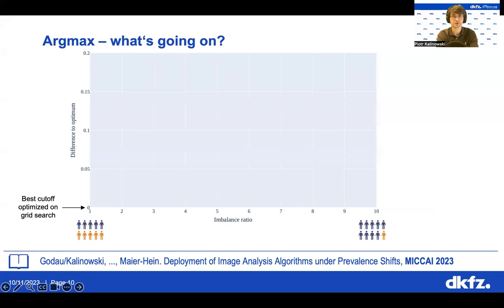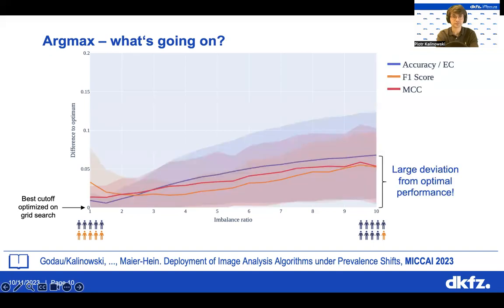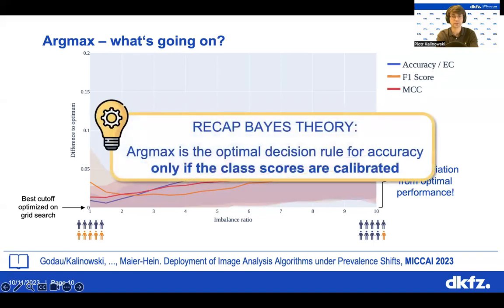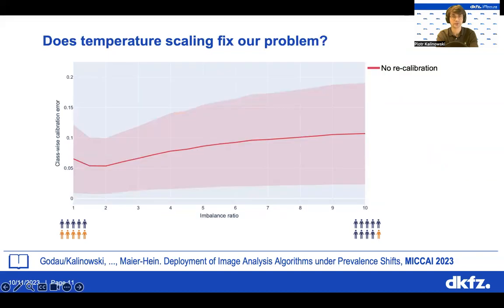In this plot, the x-axis shows the imbalance ratio of the deployment dataset. We plot against it the difference of metrics value when the predictions were made using argmax and using optimal decision rule found using grid search. We can see that for all metrics, the difference from optimal performance increases with change in imbalance ratio. So what's going on? Well, we know from Bayes theory that argmax is only the optimal decision rule for accuracy when scores are calibrated. And they're not. The higher the prevalence shift, the worse the calibration gets. In other words, predicted class scores reflect statistical accuracy less and less.